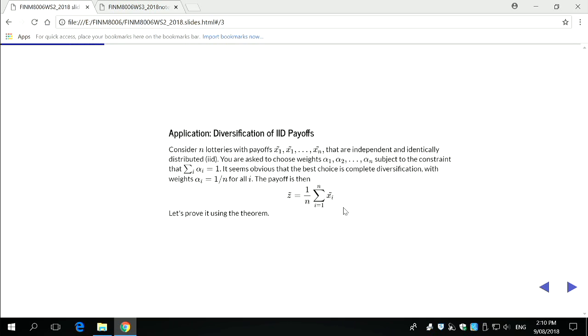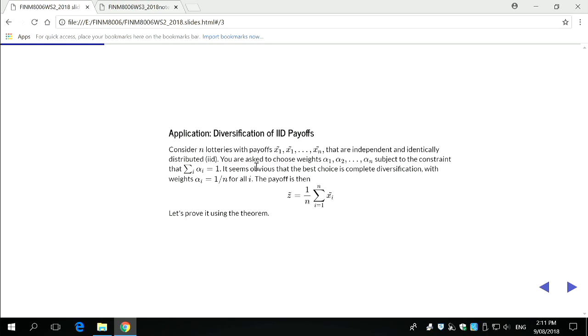So now let's try to use this with a very simple application. You have n lotteries, each with some random payoff: x1 tilde, x2 tilde, to xn tilde. They are independent and identically distributed, that's what we call IID. And then you want to choose the weights alpha 1 to alpha n, such that of course the sum of alpha equals 1, and you want the combination that gives you the best payoff.